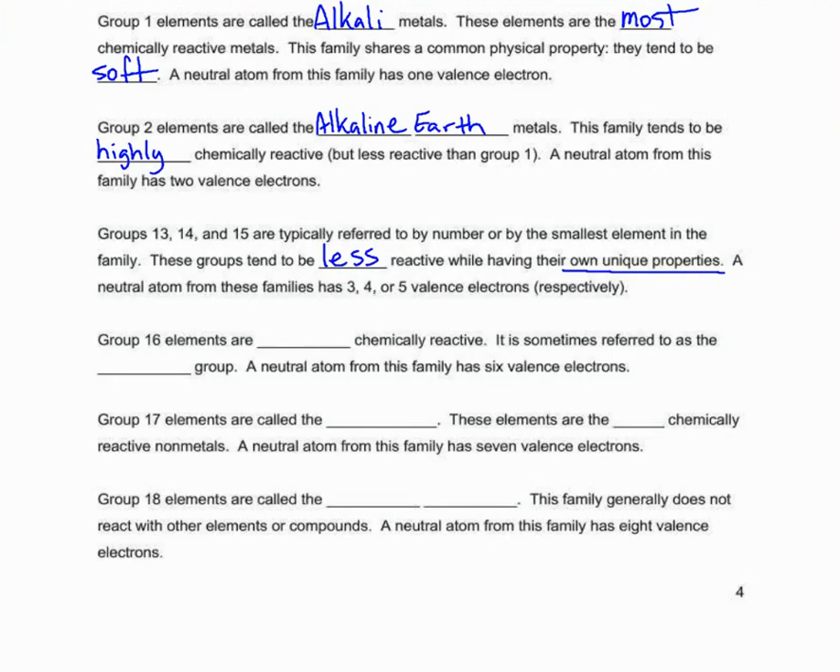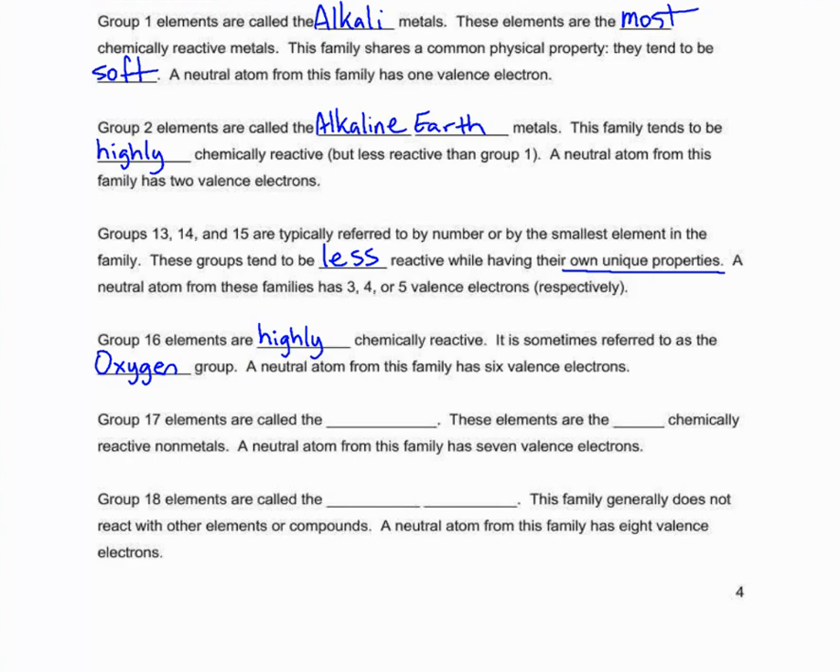Group 16 elements. These are highly chemically reactive. This contains elements like oxygen, which is very chemically reactive, sulfur. Sometimes this is referred to as the oxygen group. It has a specific name, but I'm not going to tell you what it is. I don't need you to know that. In this family, a neutral atom has 6 valence electrons. Again, we're not going to label that one. We'll come back in a minute.